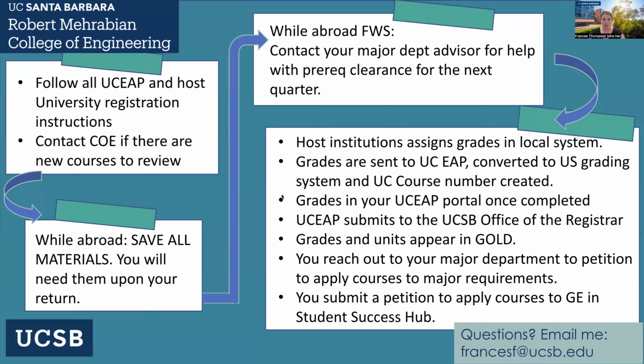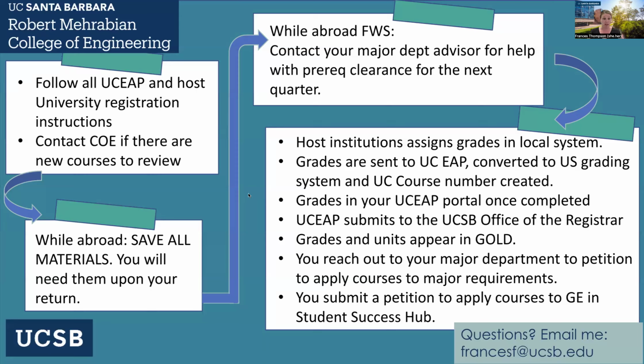Once they do, remember it's your responsibility to reach out to your major department to petition to apply those courses to your major requirements, if that's applicable. Some of the departments might require you to fill out a form. Some might just ask you to send in an email. That will depend on your department, but do hang on to your materials in case you need them. Once you file the request, the department will file an electronic petition, and that's how the courses actually show up in the requirements in your UCSB progress check.